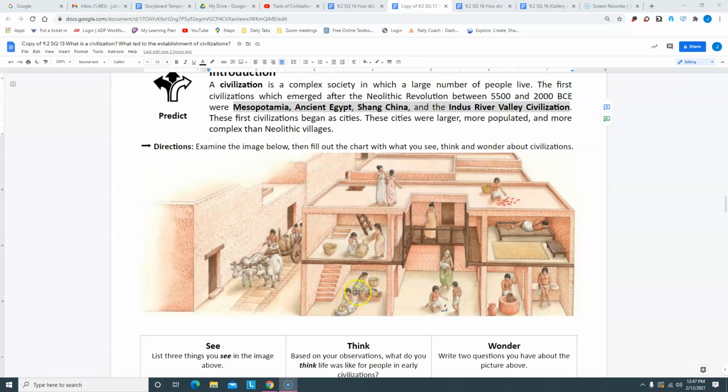Down here, it looks like we have 2 more women. Looks like this woman may be preparing some food over a pot, over a fire. This woman could be preparing or kneading dough, like for bread.